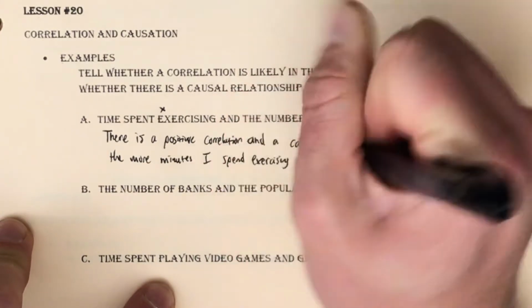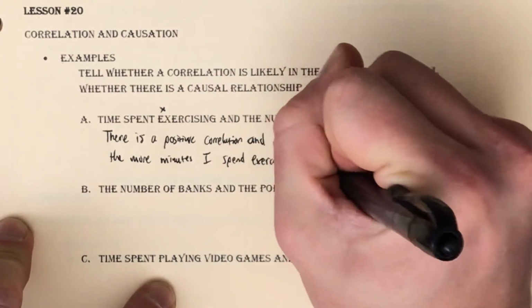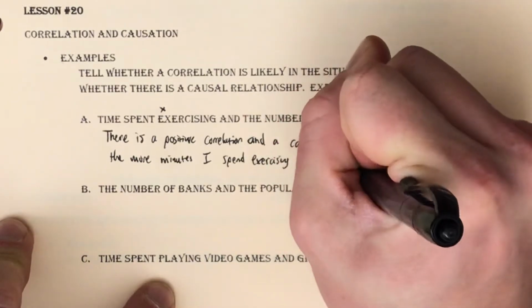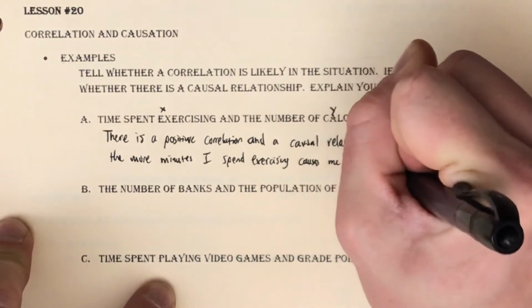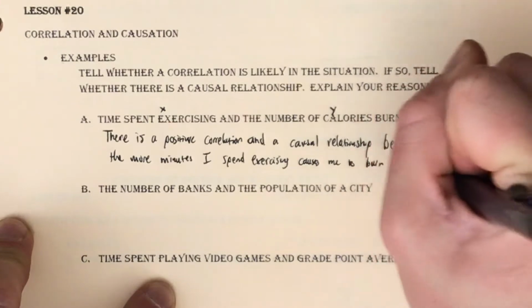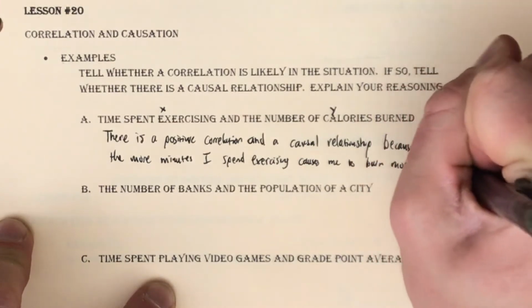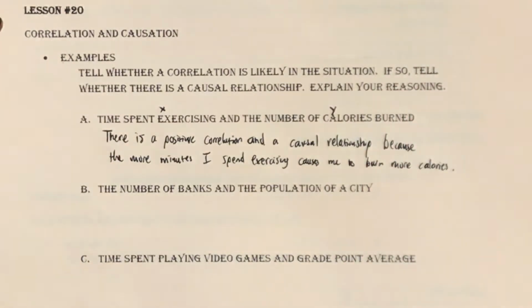The more minutes I spend exercising causes me to burn more calories. So with these, when it comes to causal relationship, there's really no mathematical test. It's really us putting together information that we know to be true in the real world. So we really have to think about those things.